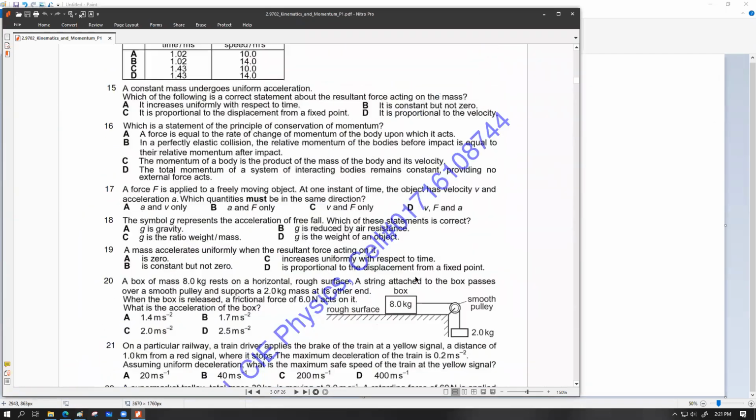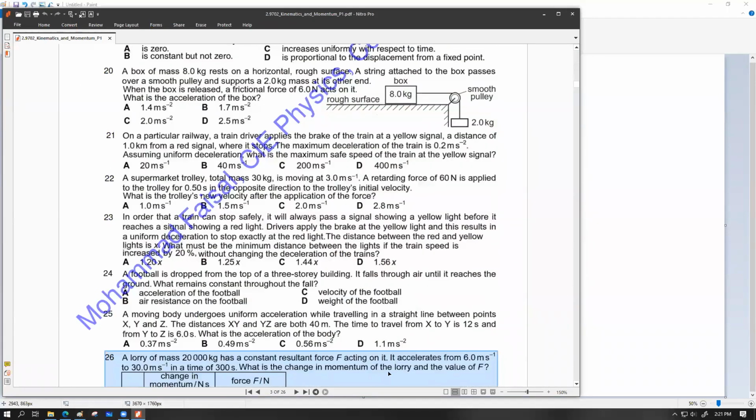Anything else from this page? Page number 3, that is. Could you solve number 23? Yes, sir. Number 23 is a good problem. You just have to do one.